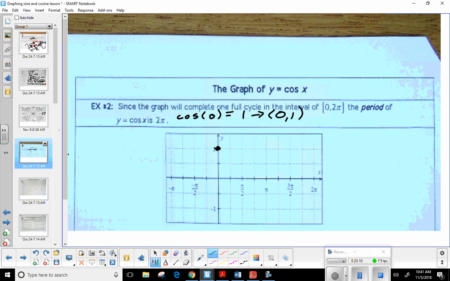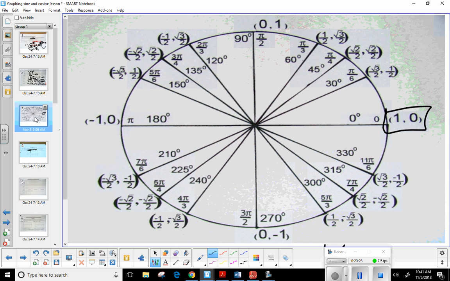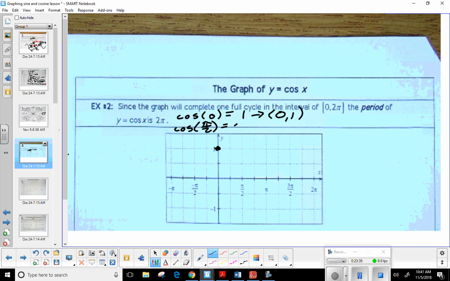Let's go to pi over 2. Cosine of pi over 2. Susie, what's cosine of pi over 2? On the unit circle, the x value. So on the unit circle, at pi over 2, what's cosine, the x value? 0. Okay. So that would give me the ordered pair pi over 2, 0. That's my first x-intercept.